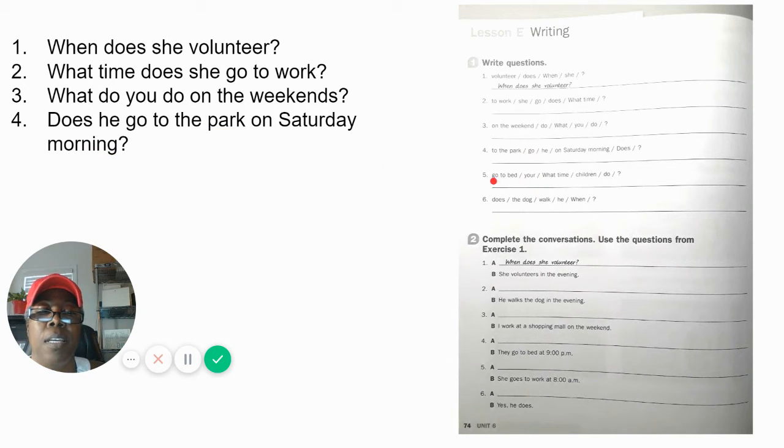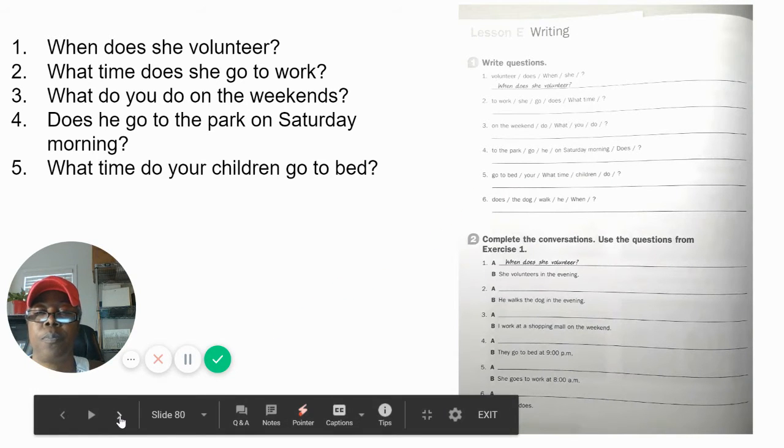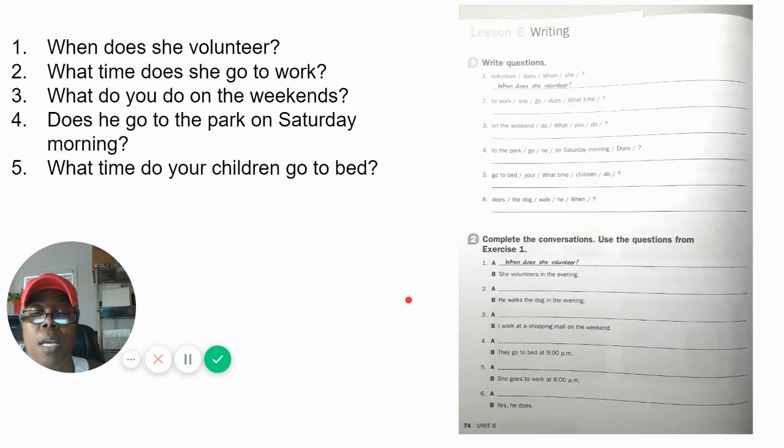Number 5, go to bed, your, what time, children, do, question mark. And our answer, what time do your children go to bed? All right, number 6, does, the dog, walk, he, when, question mark. We know we start with when because it's a capital letter.